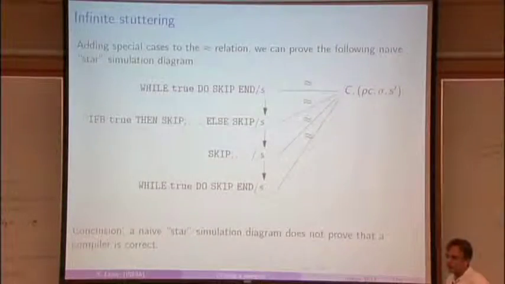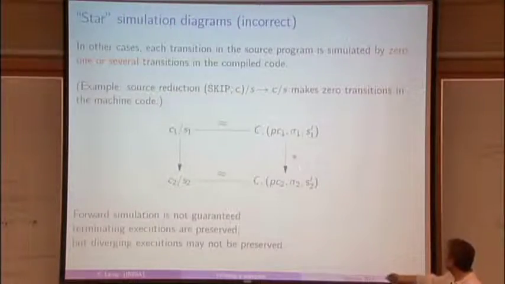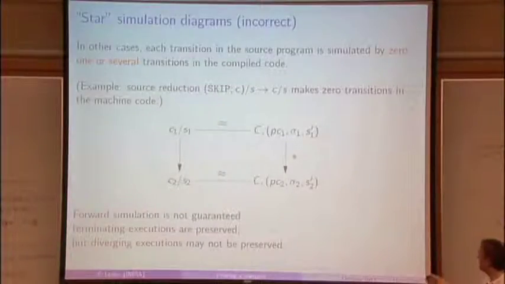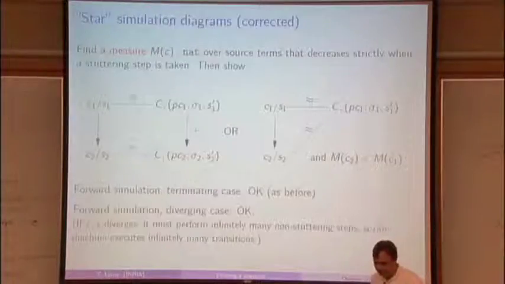And so what is there to conclude about this stupid optimization? Well, it's a buggy optimization, okay? We don't want it. We want to preserve divergence. But just showing a diagram like this does not rule out such bugs, okay? So we have a buggy compiler, but it satisfies this diagram. So clearly this diagram is not good enough. So let's make it a little better.